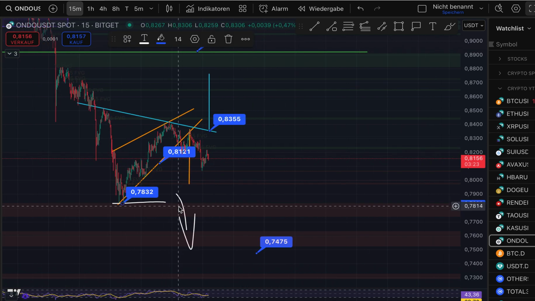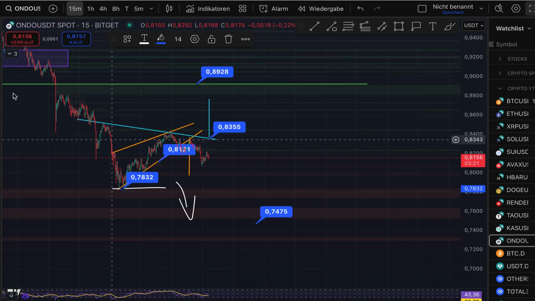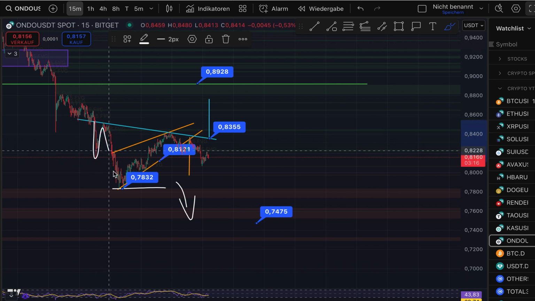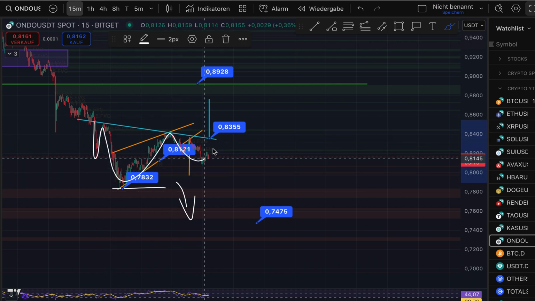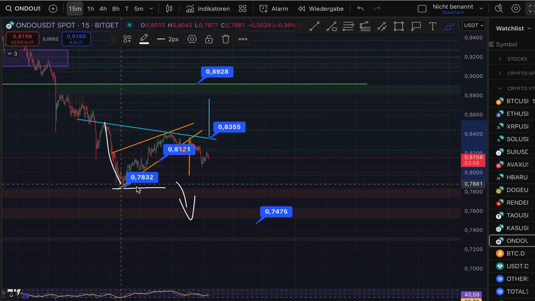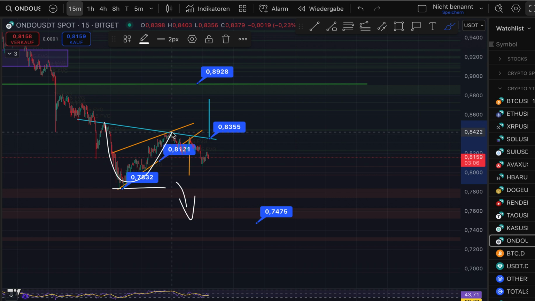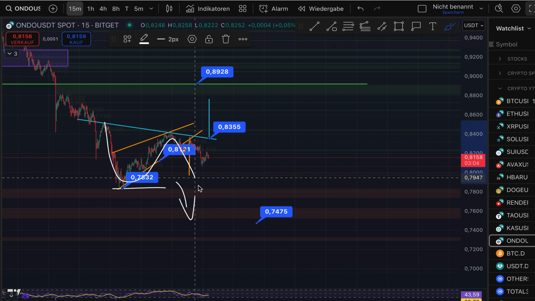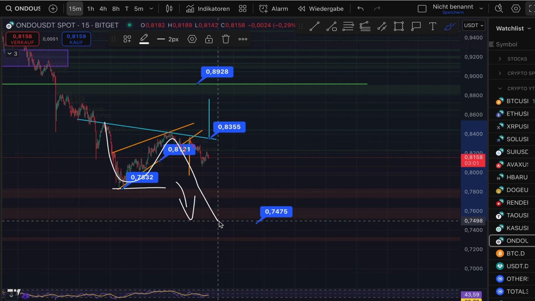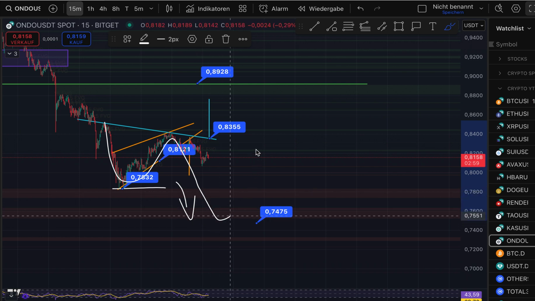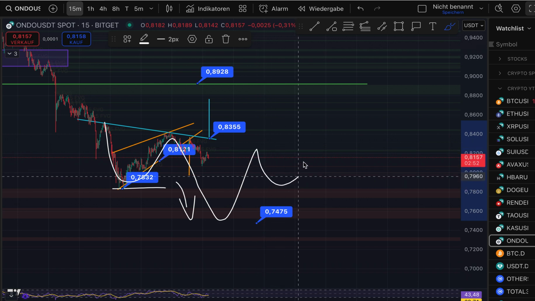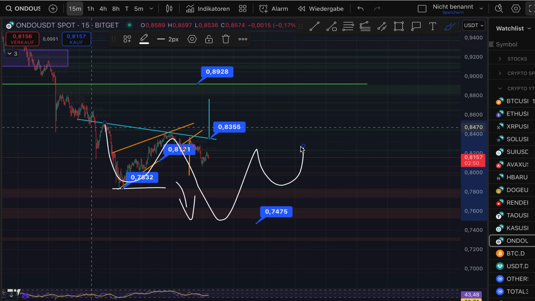Then we have maybe something else. We have already said that this here might be an inverted head and shoulders formation. This is on the smaller time frame. What if this was the left shoulder? If we break the 78.3 cents to the downside, then I think we should meet the 74.7 cents, get a bounce here, and afterwards another shoulder. Then we have an inverted head and shoulders formation on the bigger time frame.